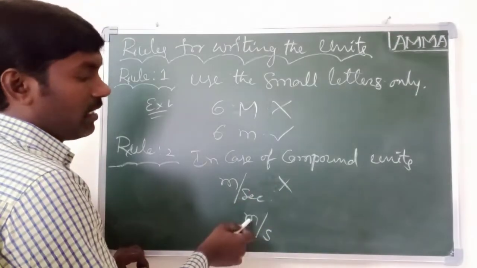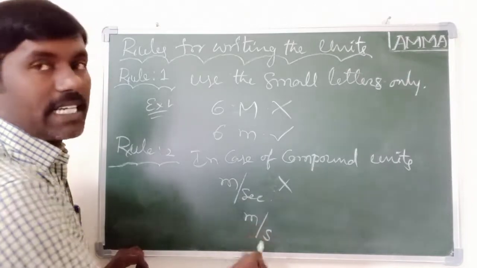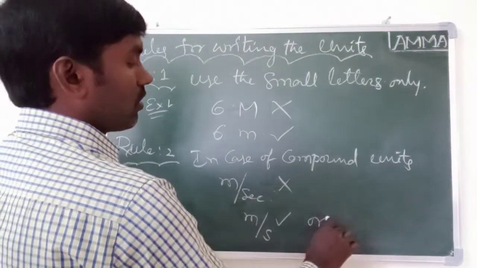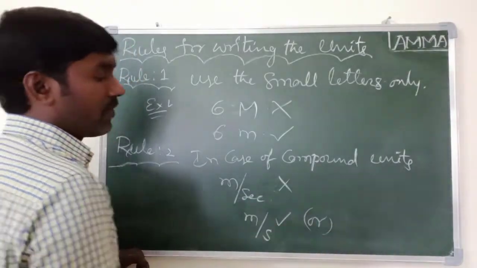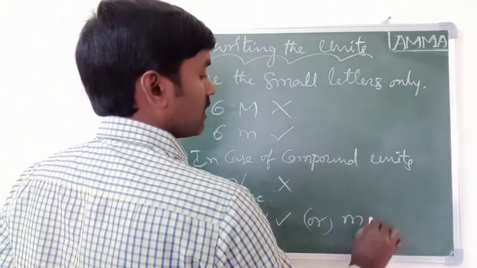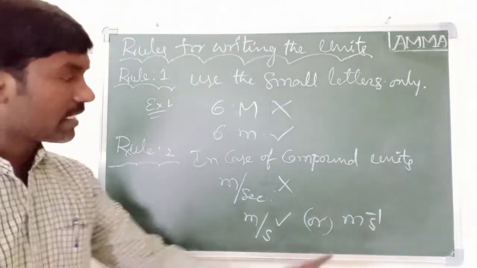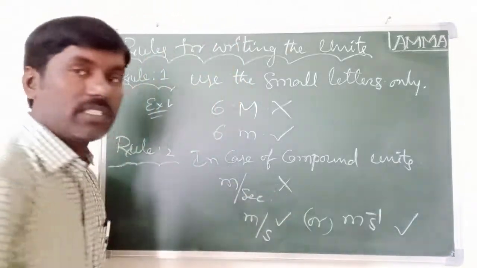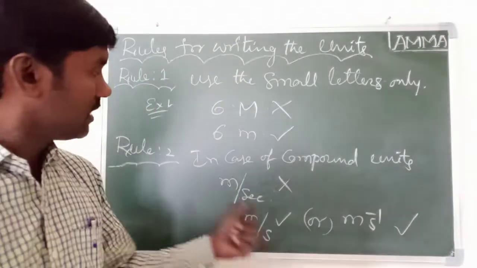Writing m for s, meter per second, is the correct method. Or we can write m s inverse, meter second inverse. This is the correct method to represent the unit of any physical quantity. This is the second rule.